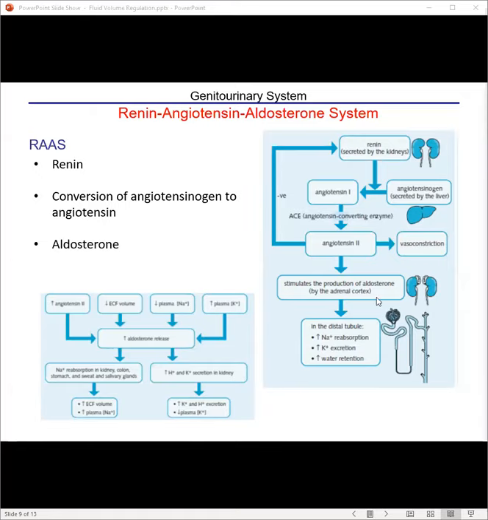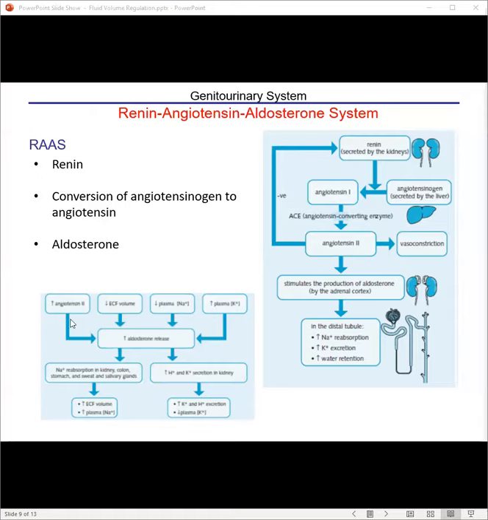Now, tingnan naman natin yung aldosterone. Ano ba yung function ng aldosterone? Aldosterone is synthesized by your zona glomerulosa cells in the adrenal cortex. So once your adrenal cortex is stimulated, it releases your aldosterone. Now, ano ba yung mga nakaka-apekto sa release ng aldosterone?